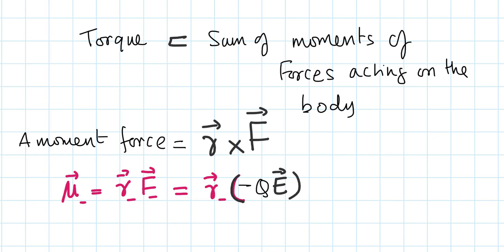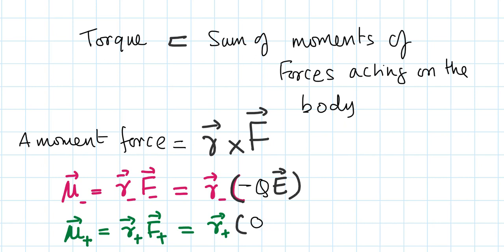Now what is the moment of force at the positive charge? At the positive charge, the moment of force is r plus, that is the position of the positive charge, times the force at that position. It is F plus. So this will look like r plus times plus q into the electric field, because it was in the direction of the electric field. So you got it. You have the two moments of force.